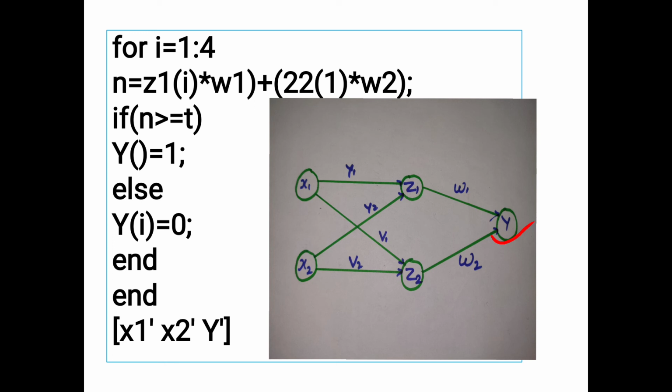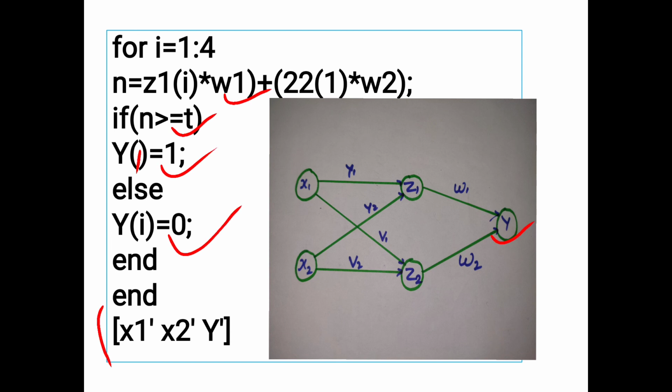Here also we are going to calculate the net input. If the net input value is greater than or equal to t, then the final output value y, which is also a function of i, will be high. So this is the logic for implementation of the XOR gate in MATLAB software. If the input value is less than t, then we are going to get 0.